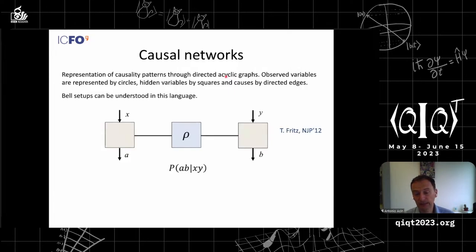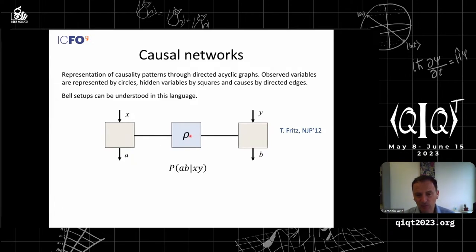And this is a very natural language for networks and indeed for the Bell scenario. If you don't know about this paper by Tobias Fritz, I think it's a very nice paper where he really introduces these connections in the set of causal networks. There were also previous papers by Spekkens and collaborators. I don't remember the name now. Sorry.